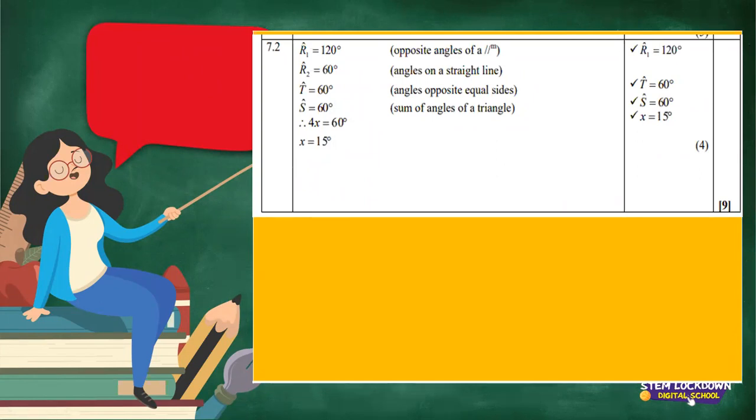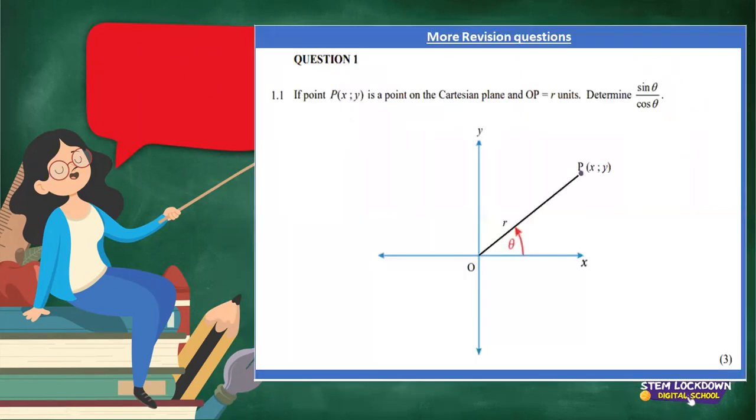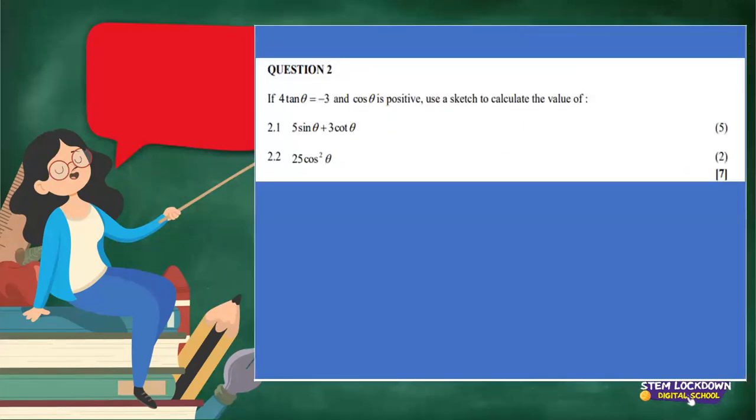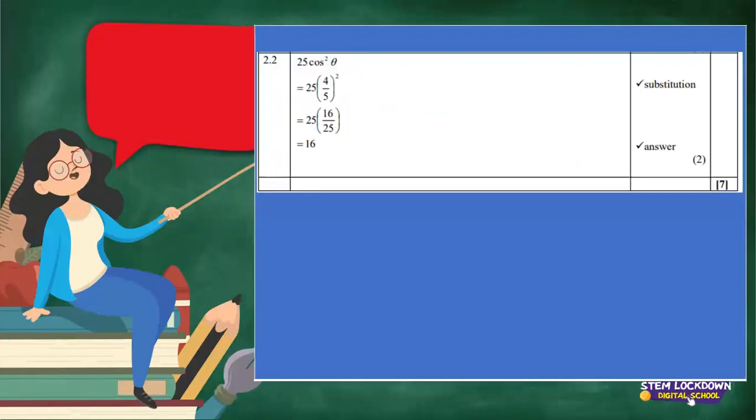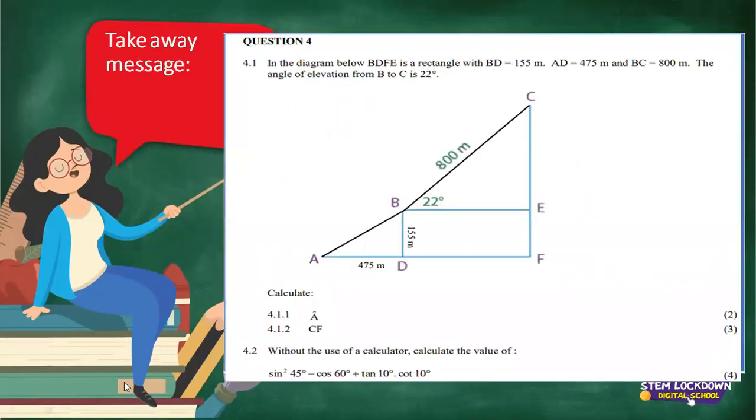All right, guys. And then the last question for today. We went over this yesterday, and when we stopped yesterday, we stopped at this very question, question 4. In the diagram below, BDFE is a rectangle with BD 155 meters, AD is 475 meters, and BC is 800 meters. The angle of elevation from B to C is 22 degrees. Calculate the angle A.